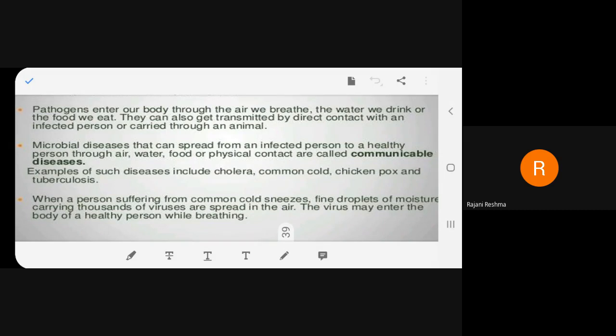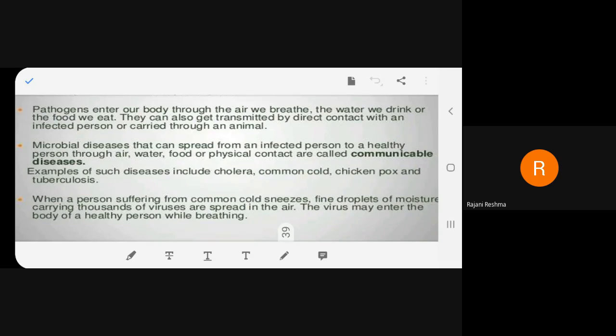Yes, because this is direct contact. Now, if I'm infected, I'm having cold and cough, and you are sitting next to me, you will also have cold and cough. So this is a direct contact or physical contact. These are called communicable diseases. What are they called? Communicable diseases.